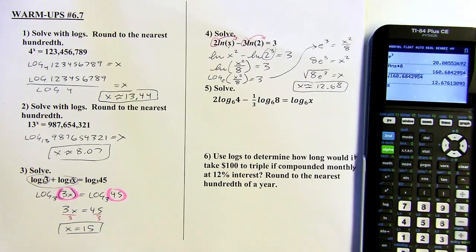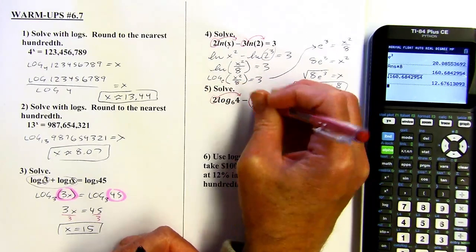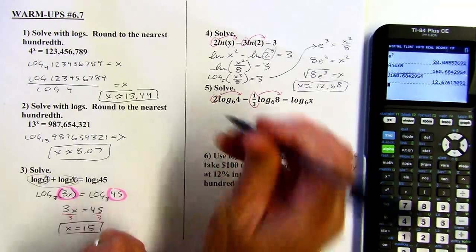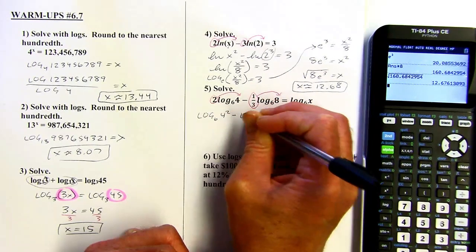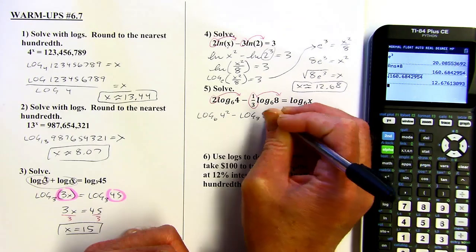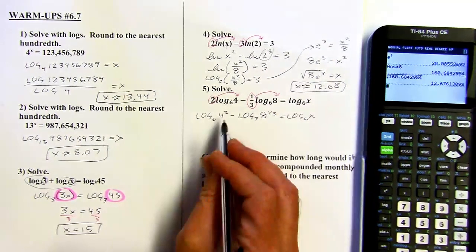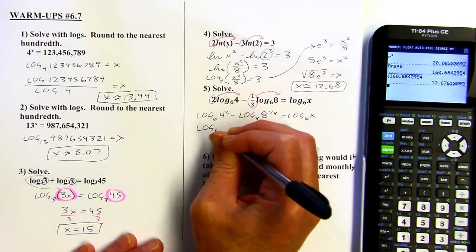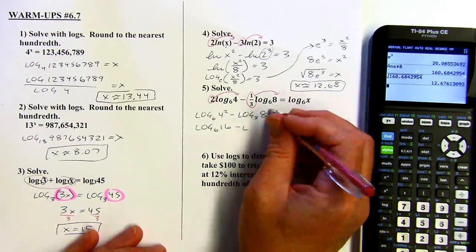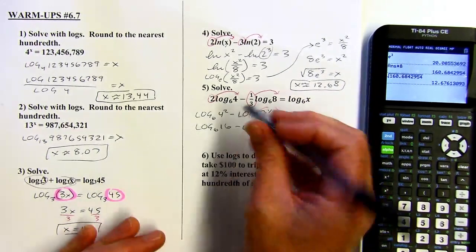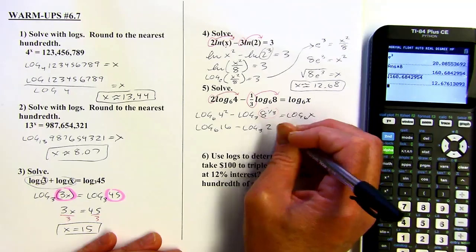All right, next up. I'm going to use the power rule again to move these coefficients so that I can combine these logs. So this is going to be log base 6 of 4 squared minus log base 6 of 8 to the 1/3. And 4 squared is 16. You could combine them right now, but I'm going to simplify these first. And then 8 to the 1/3, that's the same as the cube root of 8. So you could type it in a calculator, but the cube root of 8 is 2.